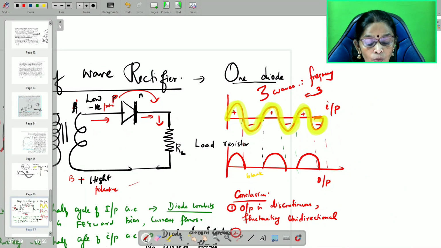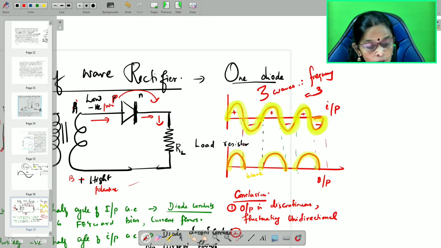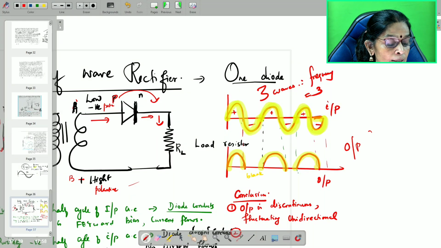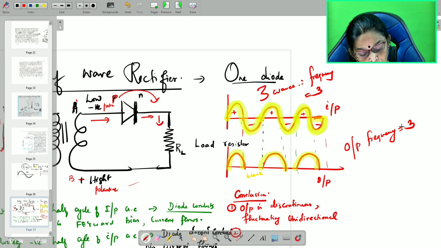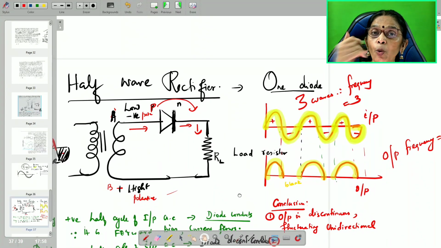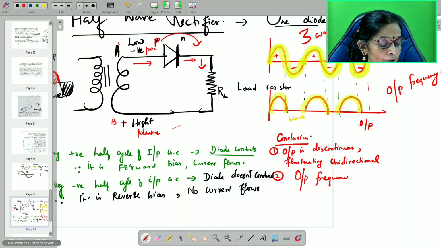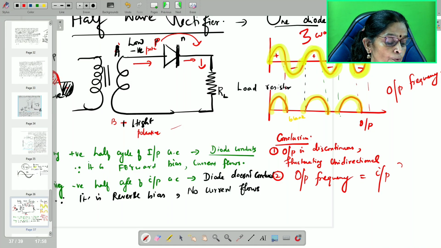What about the second one? How many waves are there? 1 wave, 2 waves, 3 waves. So therefore output frequency is also equal to 3. So you can say output frequency and input frequency both are the same. Hence, I am going to write output frequency is equal to input frequency. That is the conclusion, children.